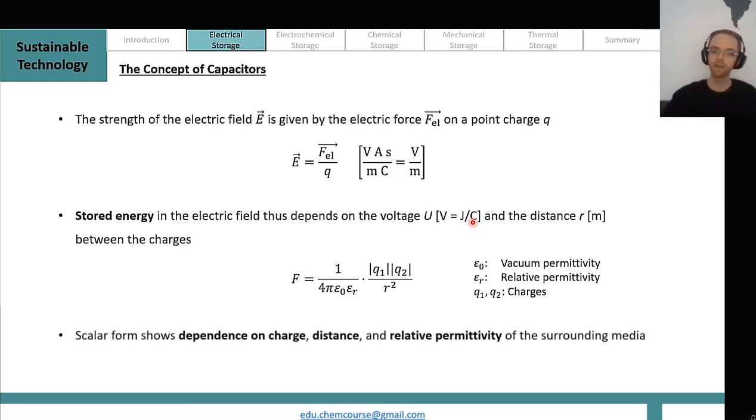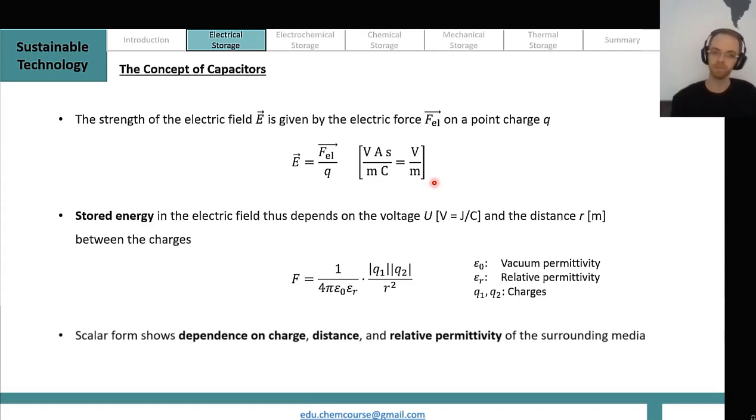Now, the strength of this electric field is given by the electric force which acts on a charge Q. Therefore, the definition is that the electric field E is the force which acts divided by the charge. This will give you a unit of volt per meter. And please don't worry that it's very physical here. I just want to give you a few key concepts and one specific formula in the end, from which you will be able to recognize a lot of trends for these capacitors.